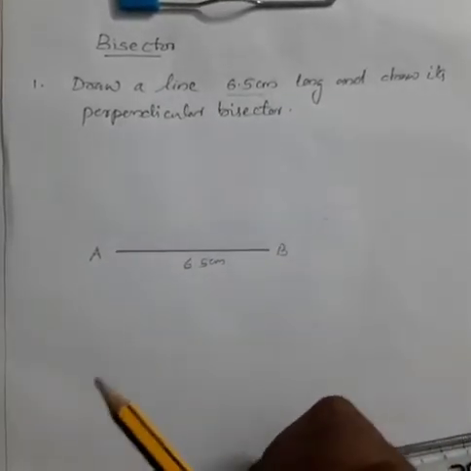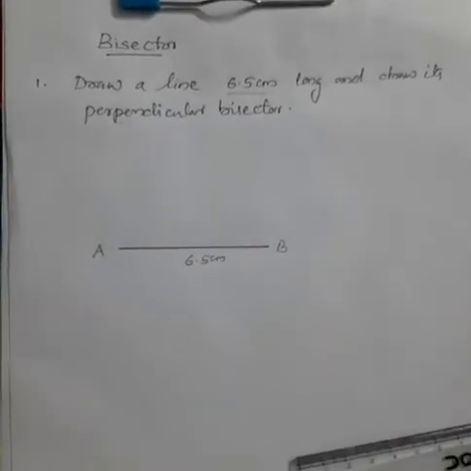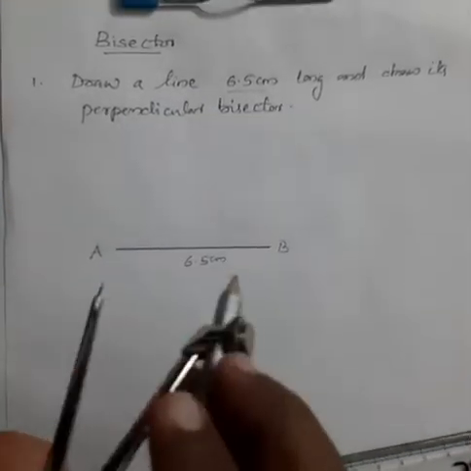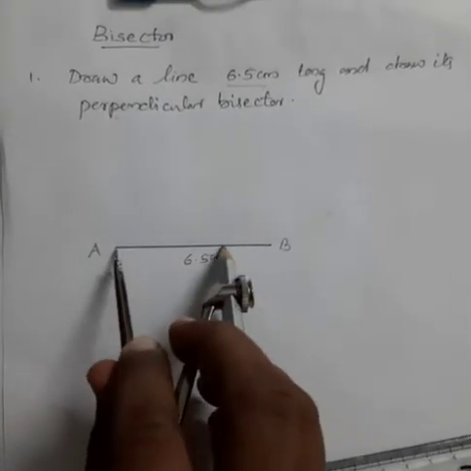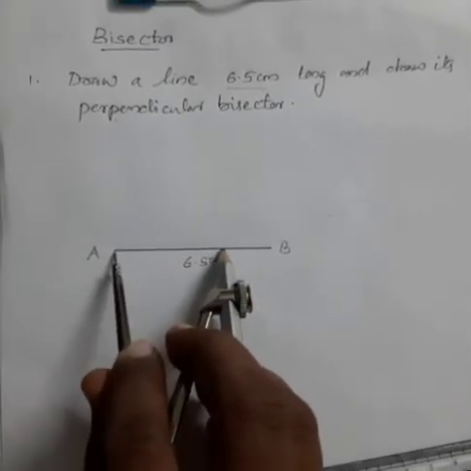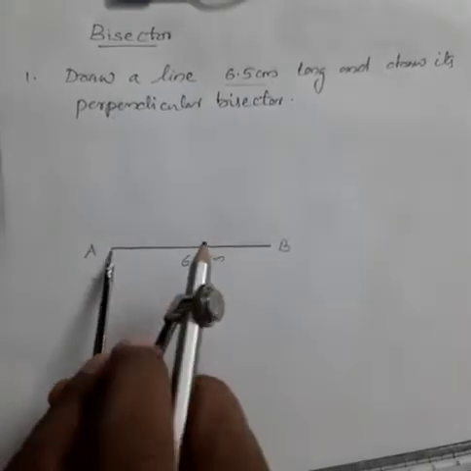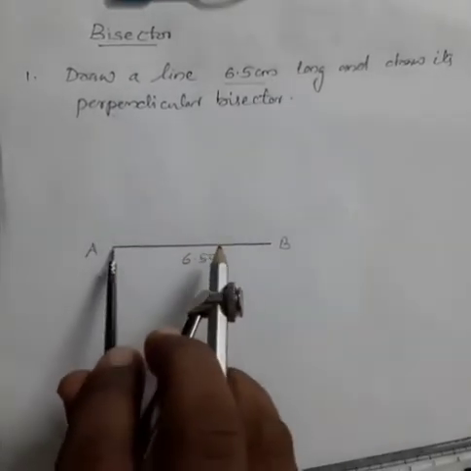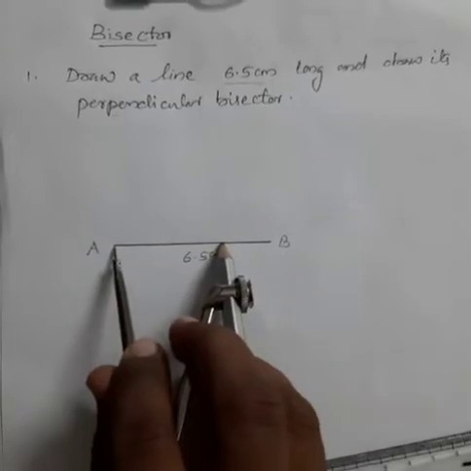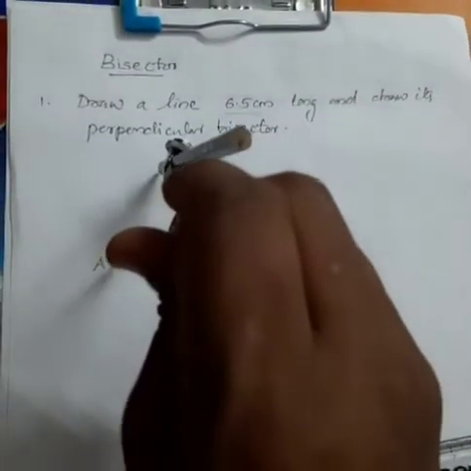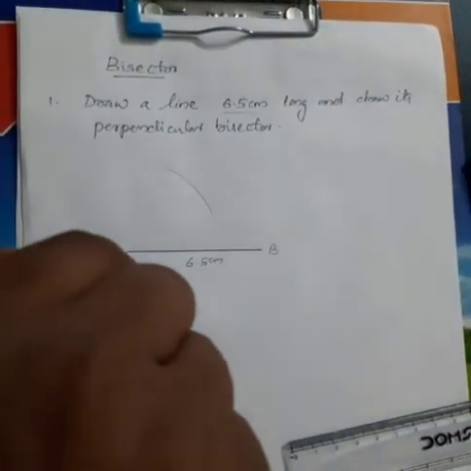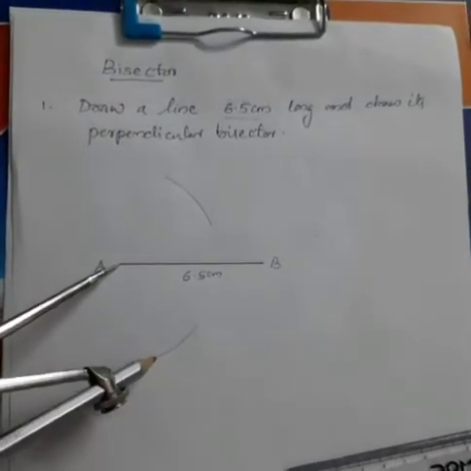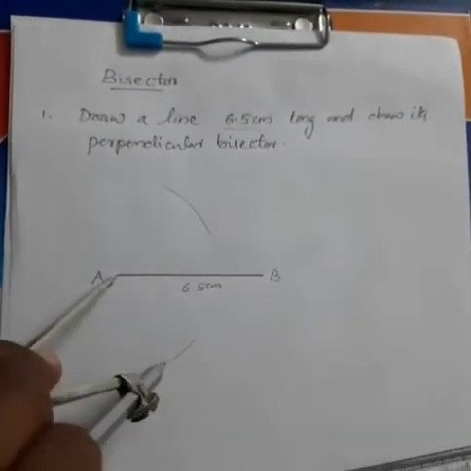How is it possible? So take your compass, then measure more than half of the line. Measure more than half of the line from any side. Then draw the arc. Draw an arc on both sides of the line. Draw the arc on both sides.